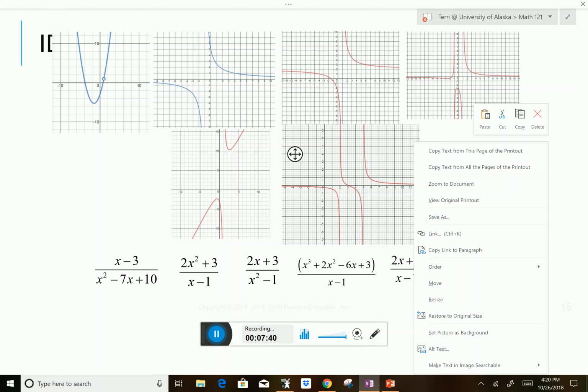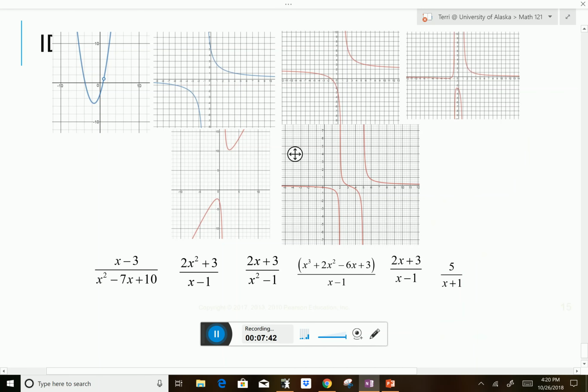So let's look at these different graphs and see if we can match them up. I have an assignment for you guys in class to match these graphs up with what they look like. A couple of things I see: one of these has a missing point, so I think that's a parabola with a missing point.